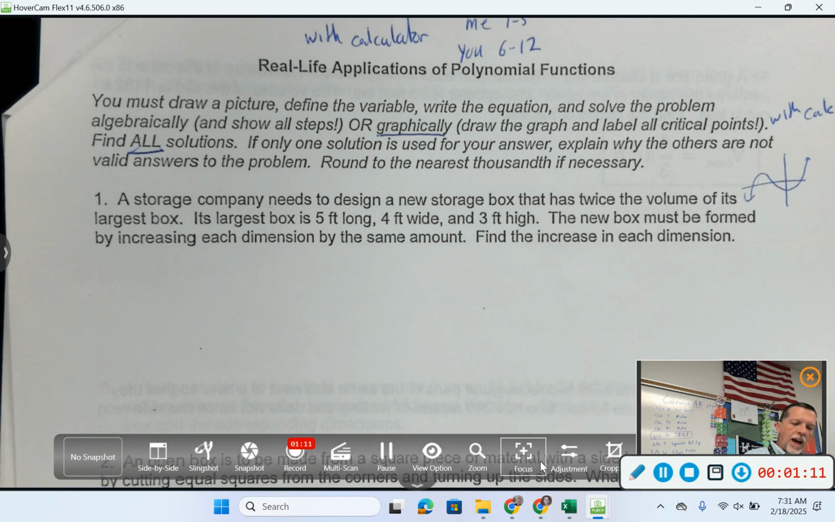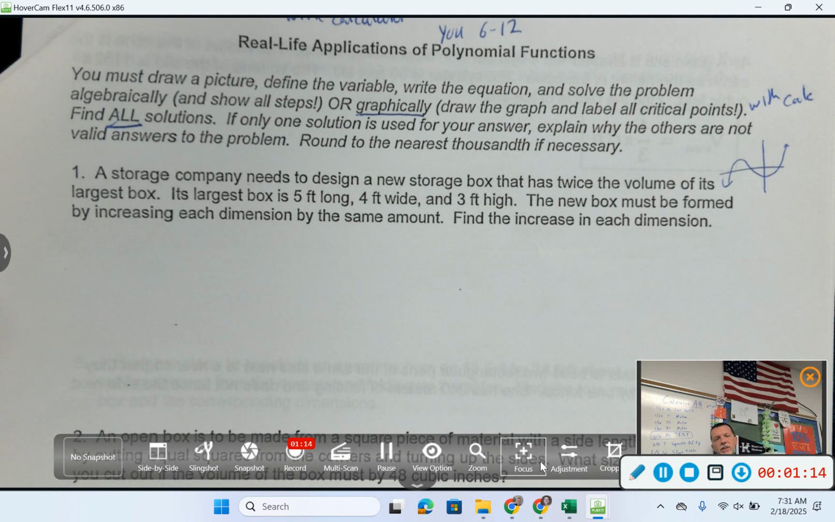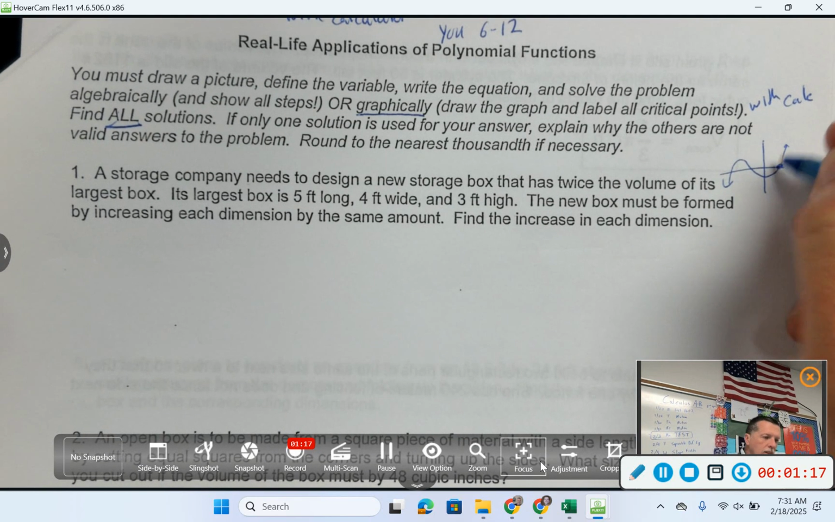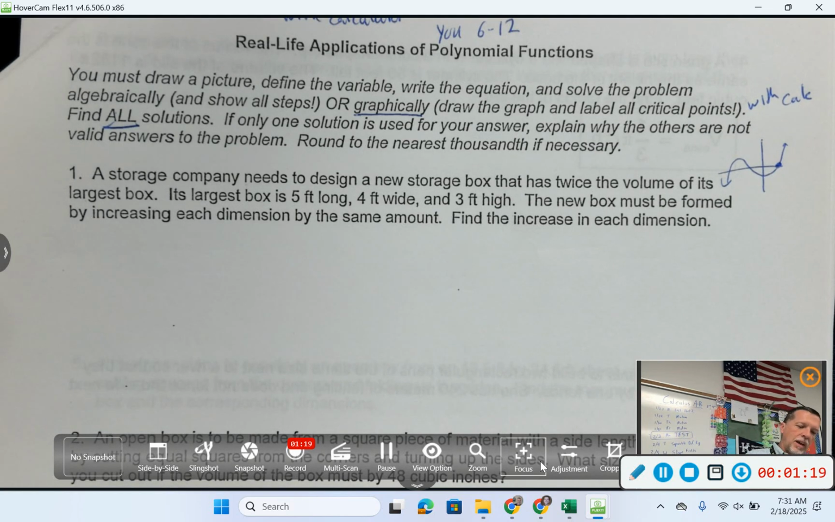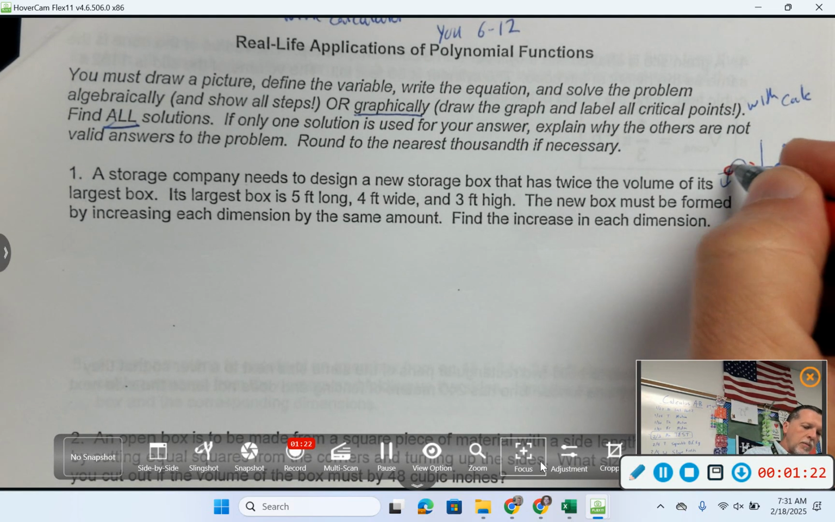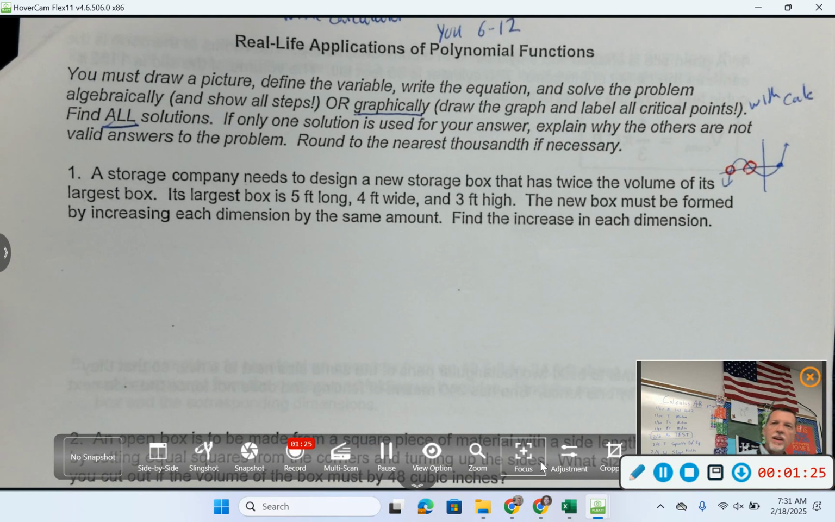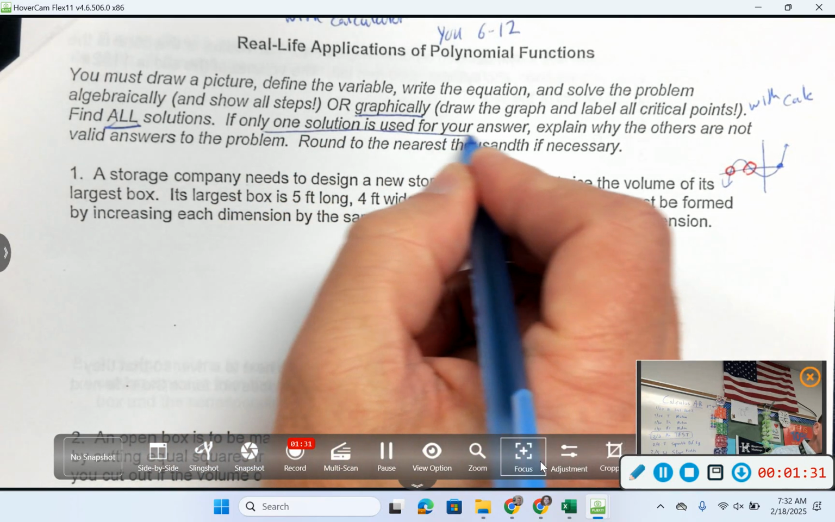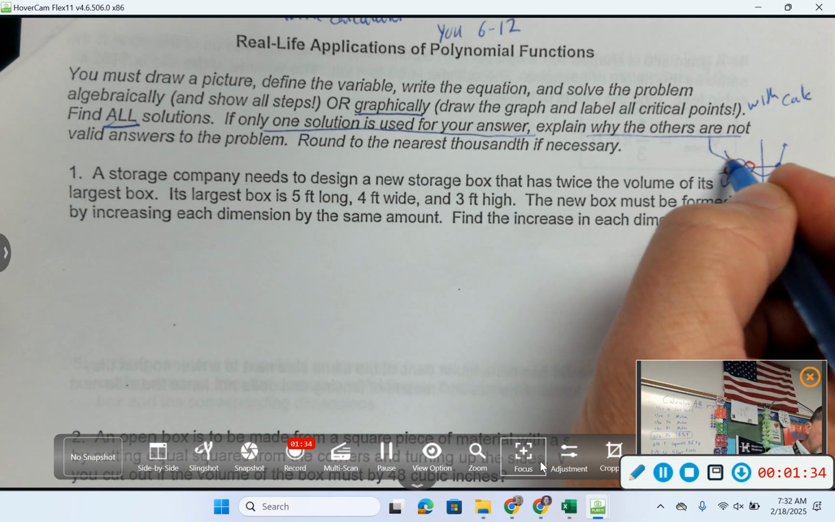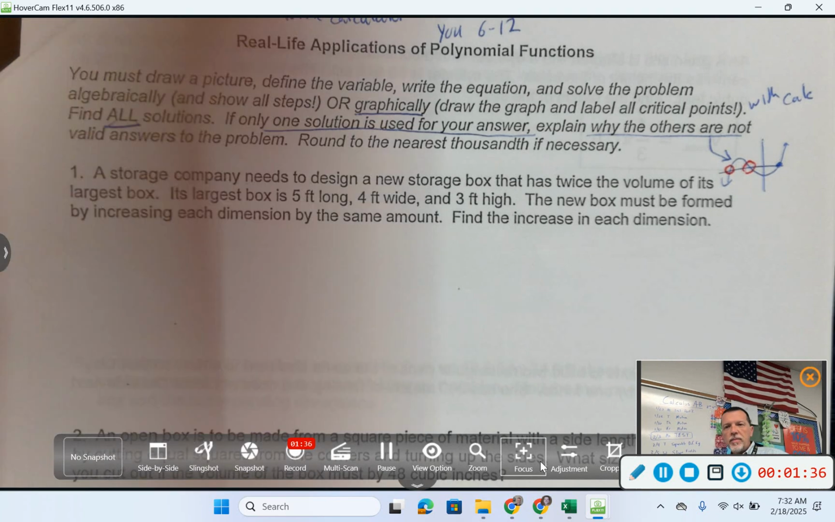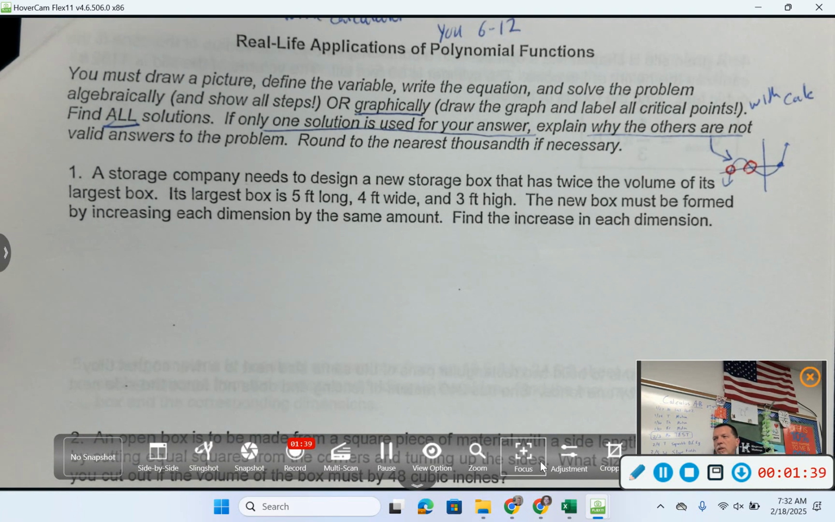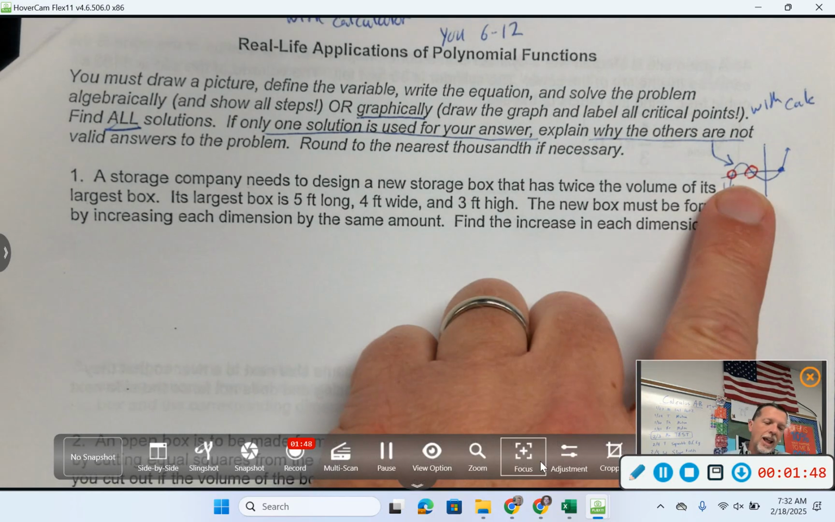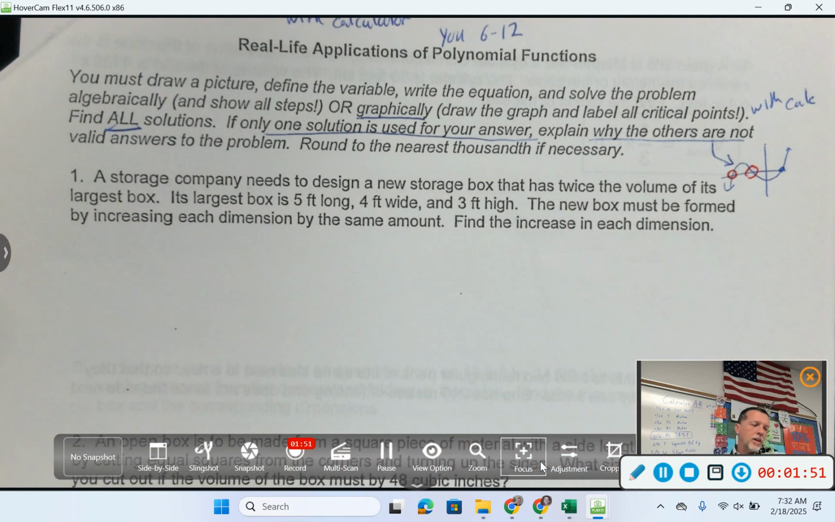So if we get something like that, and we're trying to find the length of a box or something, well, you can't have a negative length. That doesn't make sense. So a lot of times we'll get some answers that don't really make sense. So that's what it means when it says, if only one solution is used for your answer, explain why the others are not. And it will usually be because there's a negative dimension. So you think about, if you want to construct a box that's -3 inches by -4 inches, you can't do that. So mathematically you get an answer, but that doesn't really make sense. That's what that's talking about.